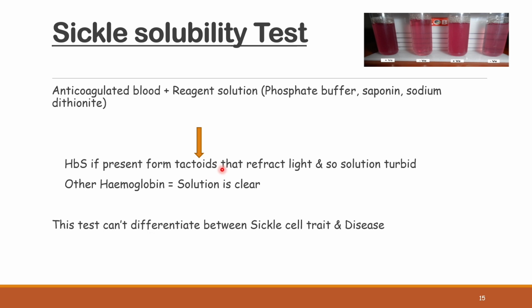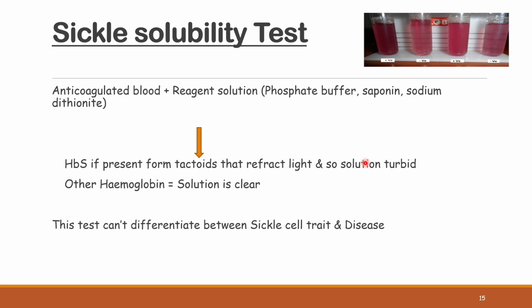Now, what is the sickle solubility test, which is also one of the screening tests? In this particular test, the anticoagulated blood is mixed with a reagent solution that contains phosphate buffer, saponin, and sodium dithionite. This saponin and sodium dithionite will lyse the RBCs. Now, if the patient has normal adult hemoglobin, alpha 2 beta 2, then the solution is clear because RBCs are lysed. Turbidity will not form because they don't have HbS. But if the patient has sickle cell anemia, then because of HbS, solubility is altered. So they will form tactoids which will refract the light, because the tactoids will not allow the light to pass. So it will refract the light and the solution becomes turbid.